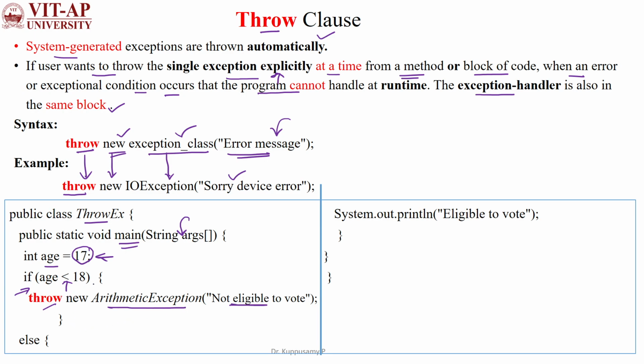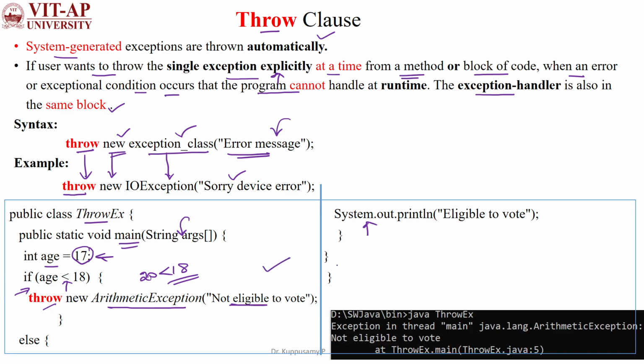Else, if the age is greater than 18, suppose I am passing 20, then 20 less than 18 is false. If it is false, then the else block will execute: he is eligible to vote. So when you execute this program, you will get the runtime exception. You see here, when you run the program, you get the java.lang exception, then not eligible to vote. Here it is throwing the exception, but it is not handled here, right?